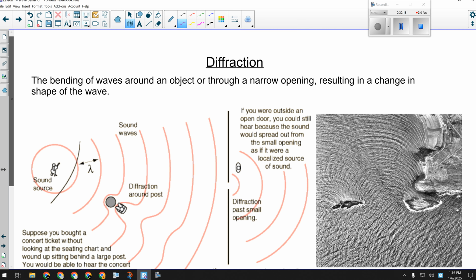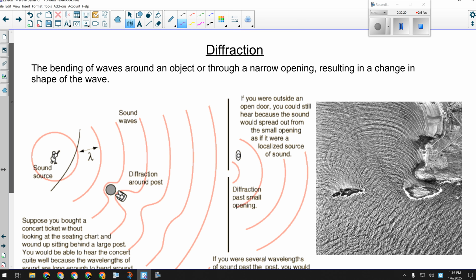Now I can't remember if I got this one into your notes package or not. Is diffraction in there? Okay, so this one you'll need to write down, for diffraction. So I'll give you a minute here to write down diffraction and kind of draw a diagram like these two diagrams here. Don't worry about the pictures, just the diagrams. I'll give you a couple minutes and then we'll talk about it.